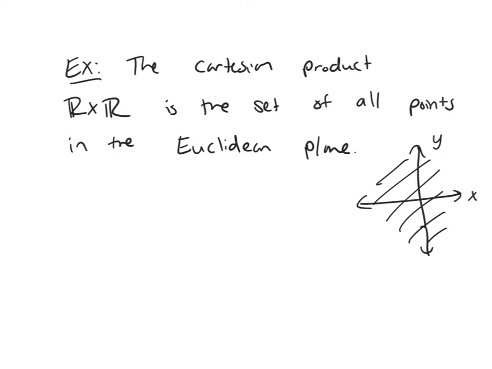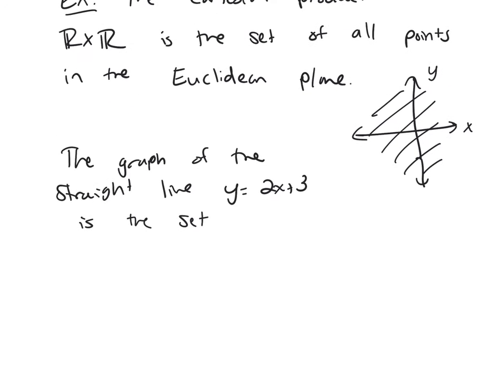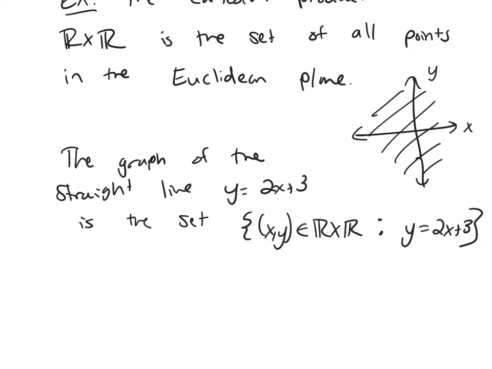Now, if we just took a line in that space, so for example, the graph of the straight line y equals 2x plus 3 is the set of (x, y) in R cross R, where y equals 2x plus 3. So this line is really a subset of this Cartesian product.